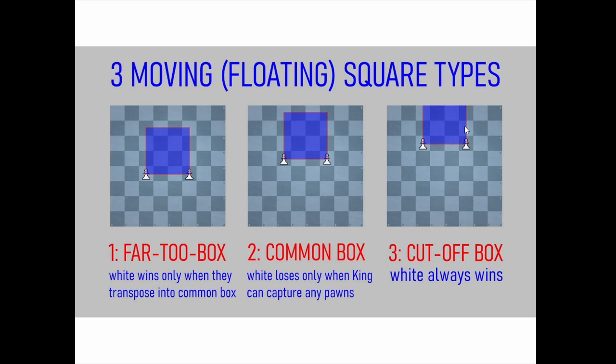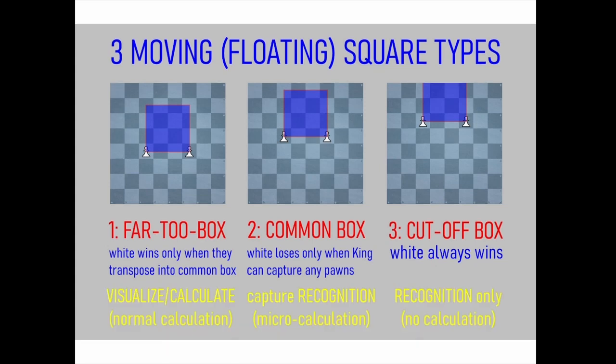Therefore, we are just trying to reach the cutoff box every time. If it is not possible, try to get the common box. And if the king cannot immediately capture one of the pawns, it's a win as well. And if we have the far to box, then we need to have some kind of analysis. Analysis, recognition, and visualization, you may ask. The cutoff box is pretty simple because there is no calculation needed. We only need to recognize if we have a cutoff box position.